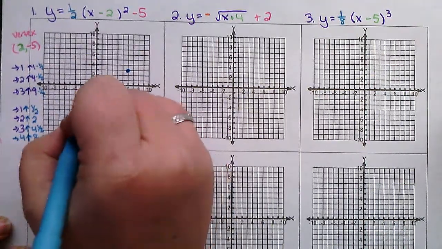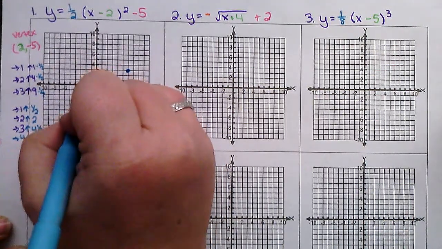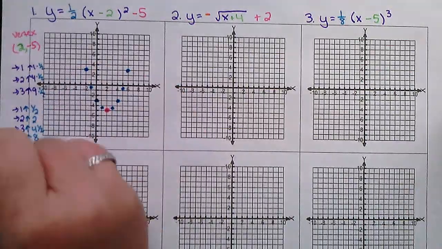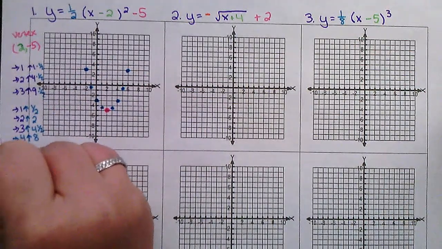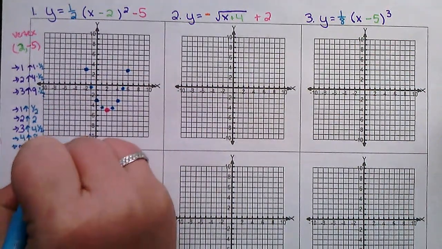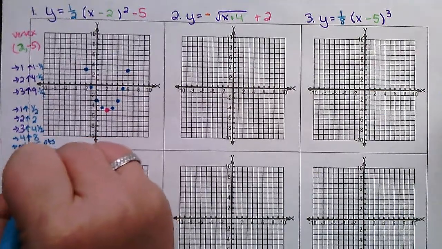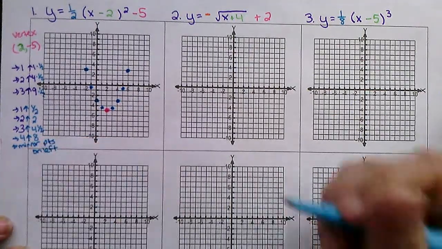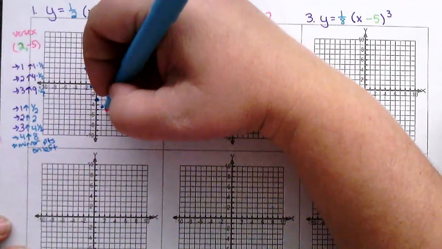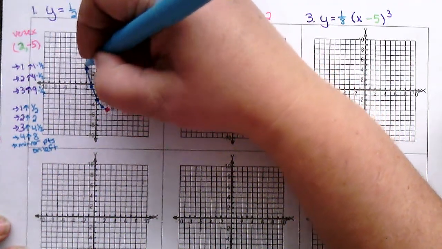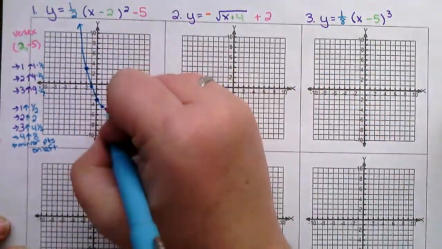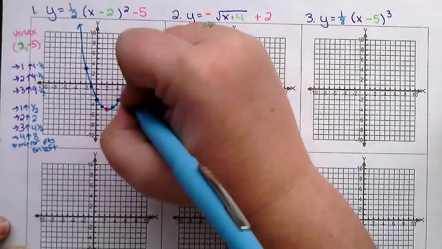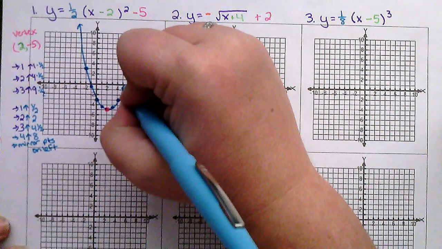And then remember, a parabola has the mirror points, so anything that we have on the right, we have on the left. So the mirror points on the left. Then we draw in a nice smooth curve. This is going to be a little bit wider than our normal curve because of that compression.